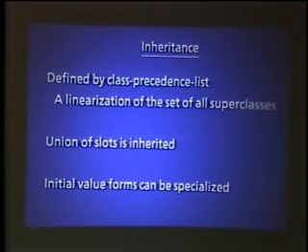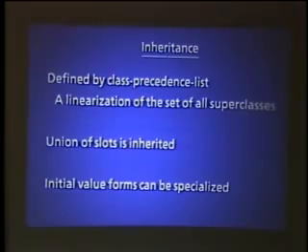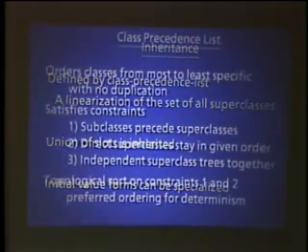Now, the class precedence list is a way of talking about the inheritance which comes from the problem of dealing with multiple superclasses. When you have multiple superclasses, you need to get a linearization of the set of all the possible classes. And when you have that linearization, you get the union of the slots for each class and the initial value forms, which is the most specific initial value form that's defined in any class.